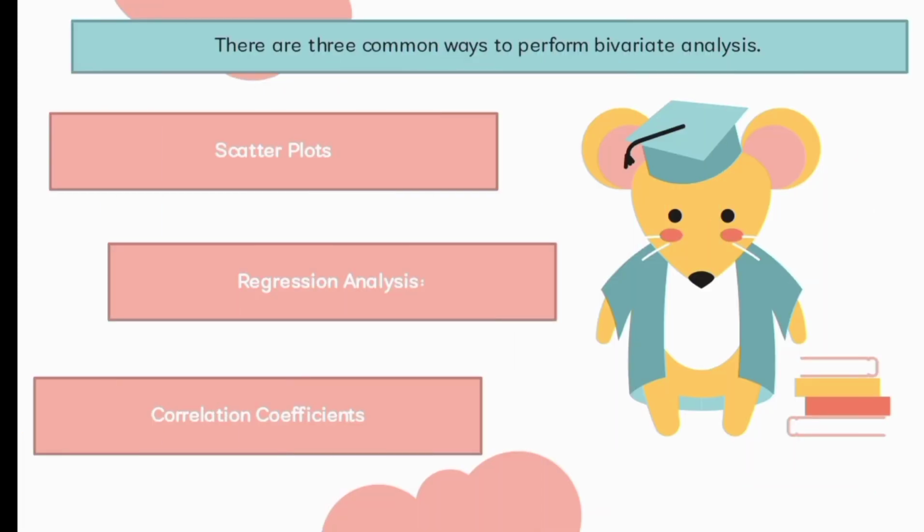There are three common ways to perform bivariate analysis. The first is scatter plots, the second is regression analysis, and the last is correlation coefficient.